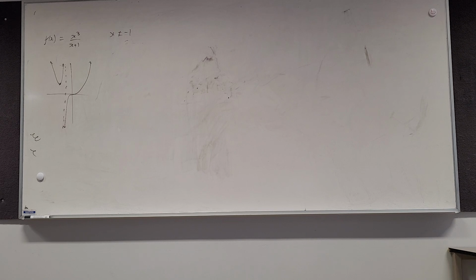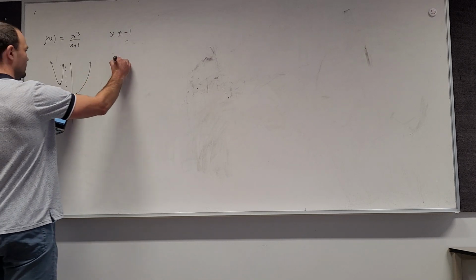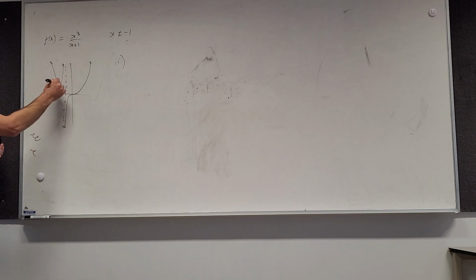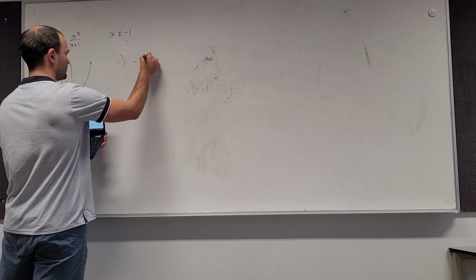Okay, the graph has 2 stationary points. One of these stationary points is at 0, 0. Find the x coordinate of the other stationary point. So it's saying, what's the x coordinate of this local minimum here? So we'll just G-Solve min, and I've got minus 1.5.